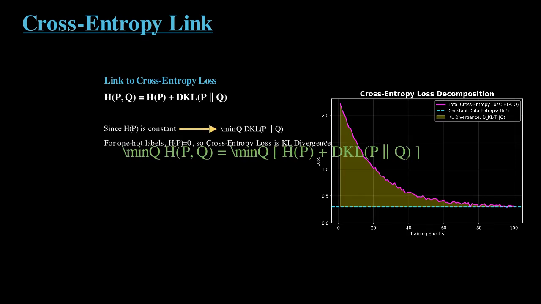For a single sample, P is just a one-hot vector representing the correct class. The entropy of this P is constant. In fact, it's 0. Therefore, minimizing the cross-entropy loss with respect to our model's parameters, which define Q, is mathematically identical to minimizing the KL divergence. The loss we see during training is the KL term decreasing towards a constant floor defined by the data's entropy.